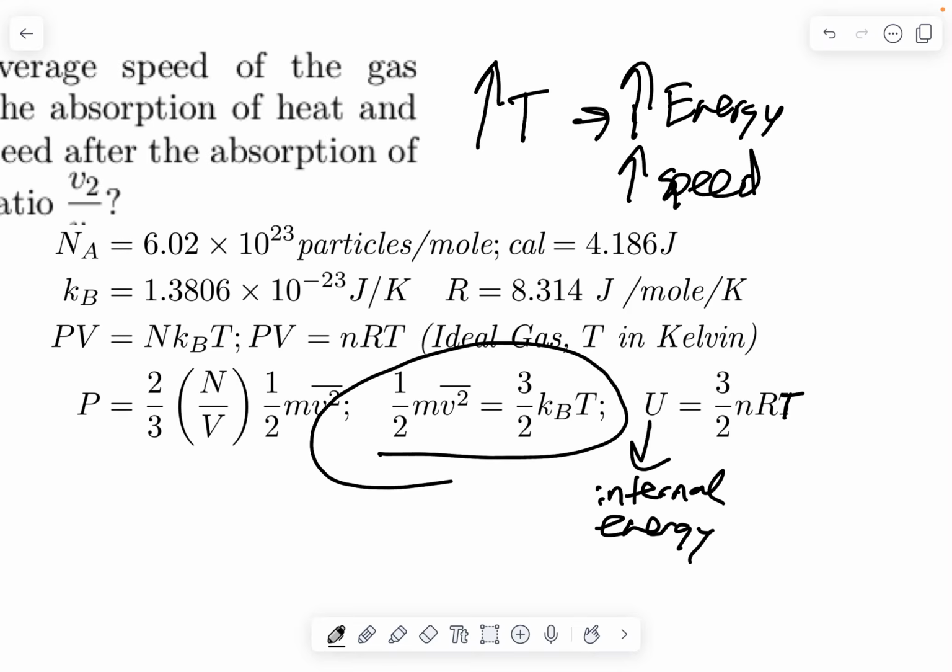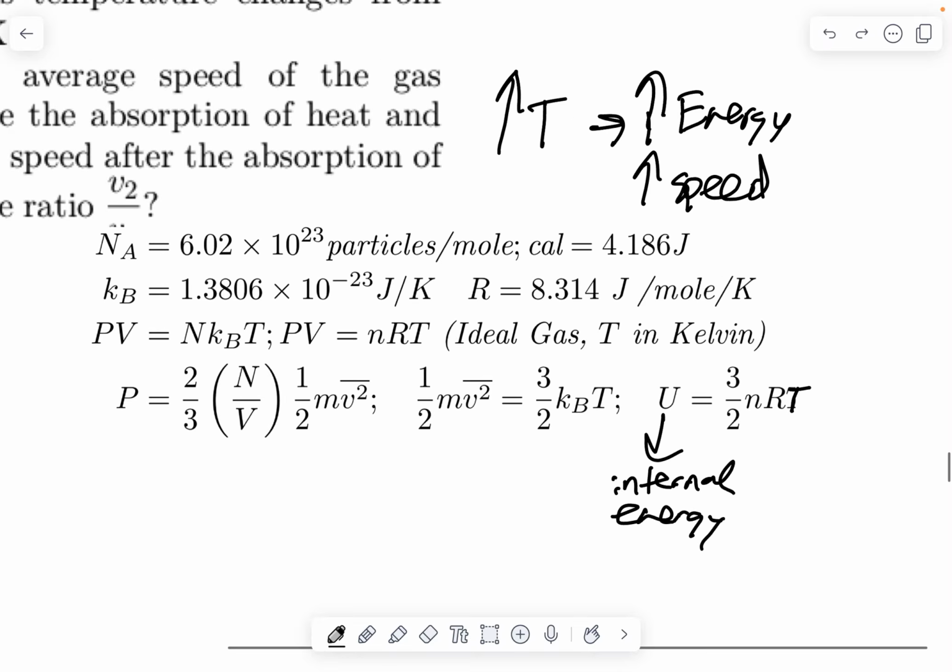So then the one in the middle is the same thing, but instead of looking at, or I mean, this is the total internal energy.